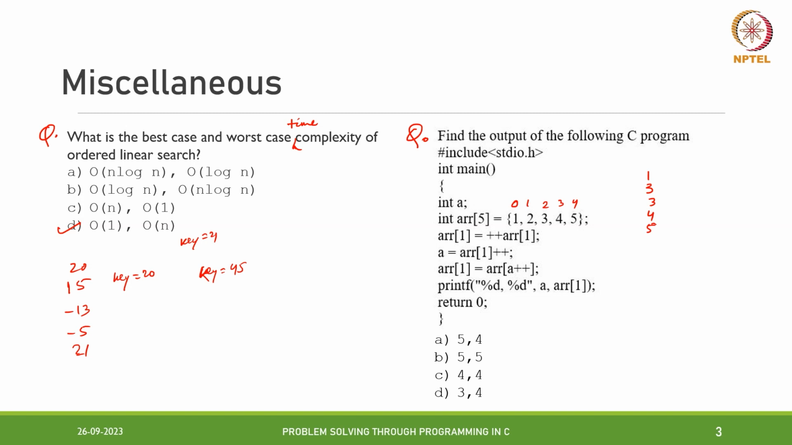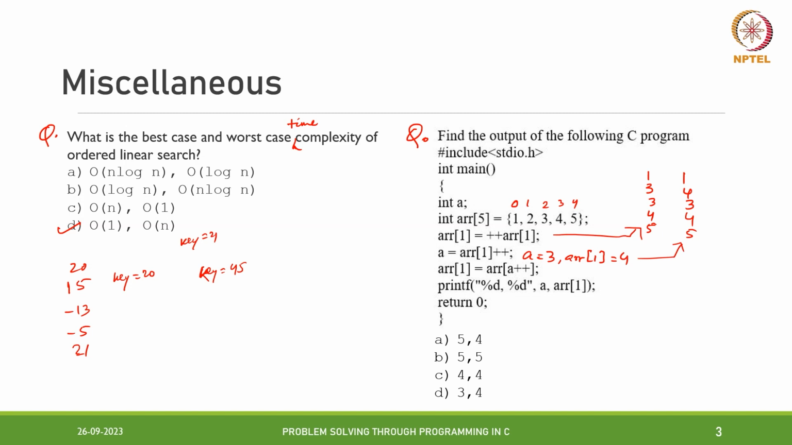This is your array. In the next statement, what does it do? It says a equals arr of 1 plus plus. So it's a post increment operation. What happens here is a will get the value of arr of 1 and then arr of 1 will increment by 1. So arr of 1 is currently 3. So a will get the value of 3 and then arr of 1 will become 4. So basically your array now is 1, 4, 3, 4, 5. Alright. Now what happens next?